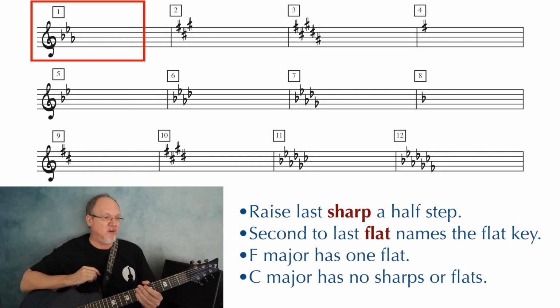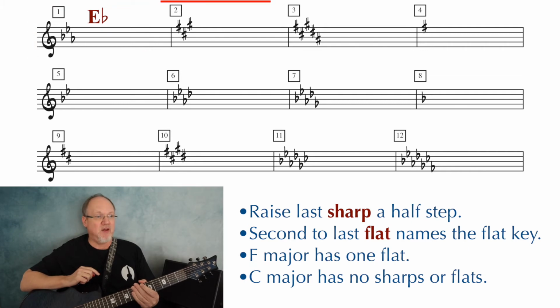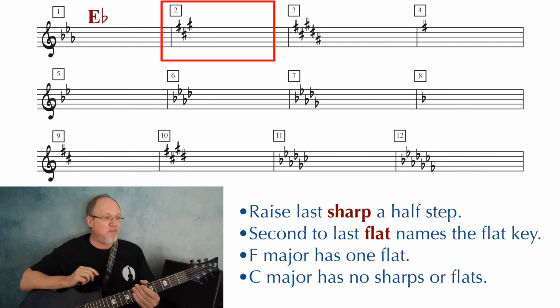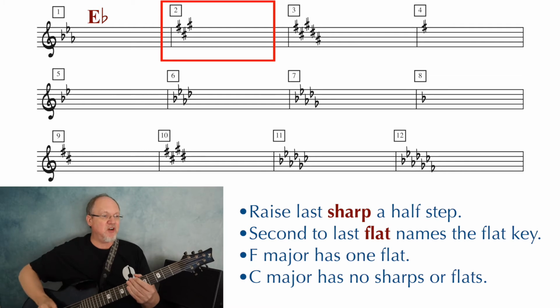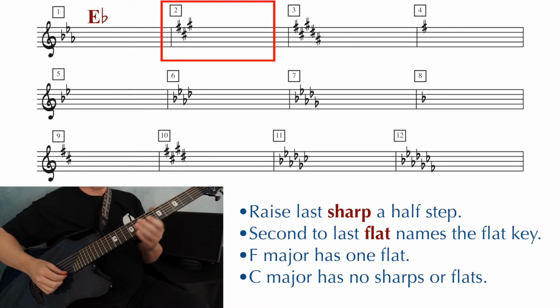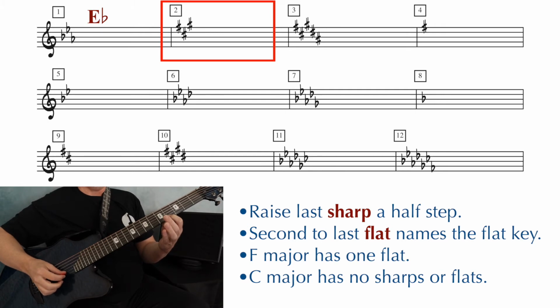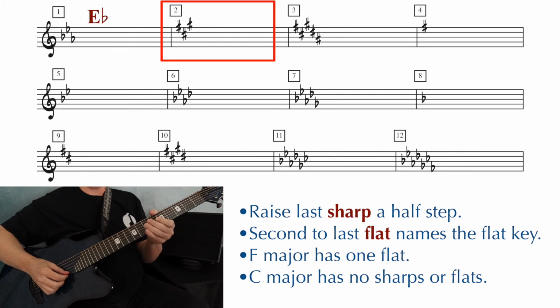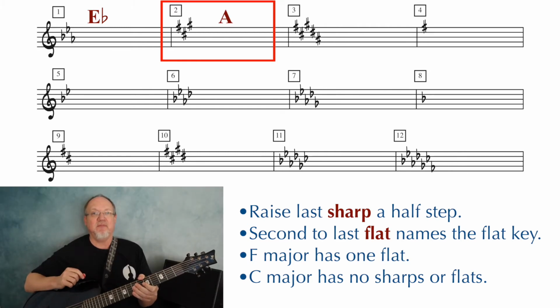Number 1, there are 3 flats in the key signature, B flat, E flat, and A flat. Second to last flat is the name of your key signature. You don't have to raise or lower it. So the key is E flat major. Number 2, 3 sharps in the key signature, F sharp, C sharp, and G sharp. We're most concerned with the G sharp right now. You take that last sharp in the row, the G sharp, raise it one fret or one half step. You're on an A, so that is the key of A major.